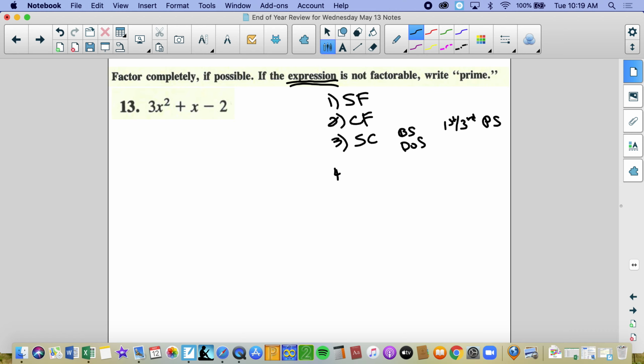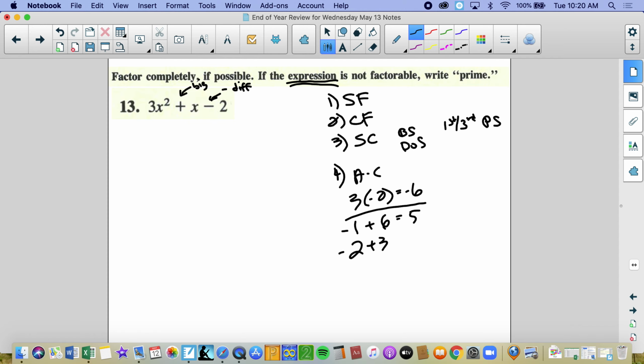So I know it's not a special case, so I'm going to go to A times C. My A is 3, my C is negative 2. We get negative 6. Factors of 6 are 1 and 6, 2 and 3. The signs are different, because that's negative, and the bigger is going to be positive. So the bigger of 1 and 6, 6 is bigger, so 6 gets the positive, 1 gets the negative. 3 is bigger than 2, so 3 gets the positive, 2 gets the negative.